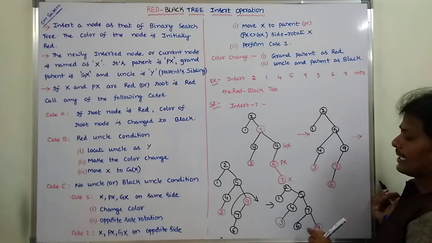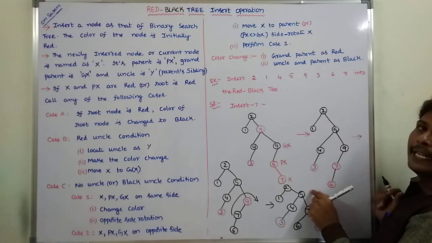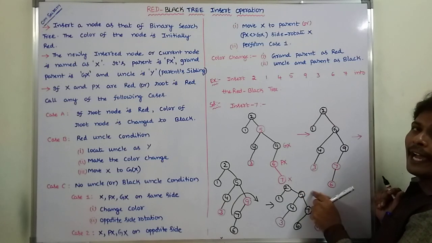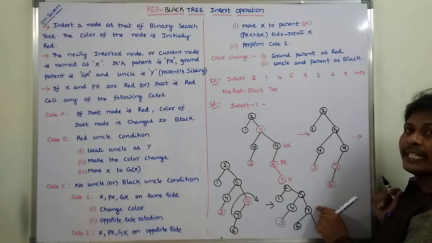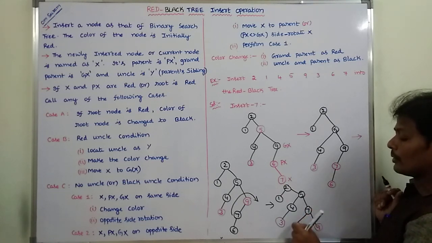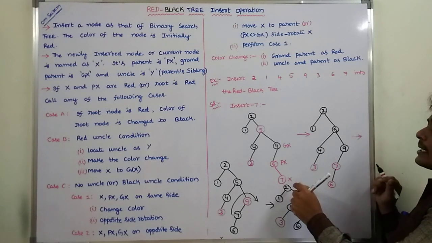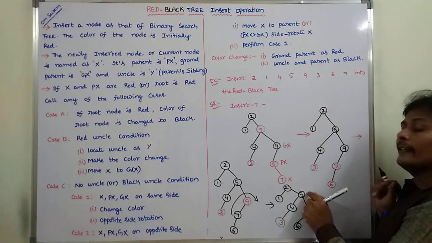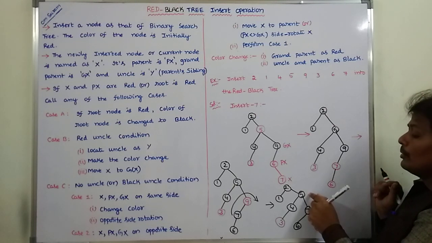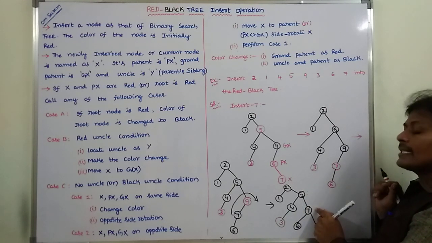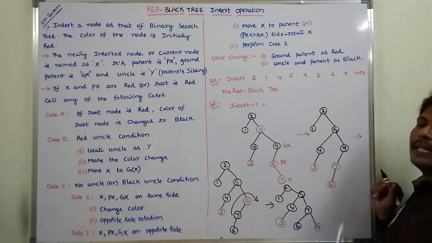Okay. Now 6. 6 is compared with 2. It is greater. Go to the right hand side. 6 is compared with 5. So it is greater. Go to the right hand side. 6 is compared with 7. It is lesser. Go to the left hand side. It is empty. It is inserted. Okay. 9. 9 is compared with 2. It is greater. Go to the right hand side. 9 is compared with 5. It is true. Go to the right hand side. 9 is compared with 7. 9 is greater. Go to the right hand side. It is empty. It is inserted.